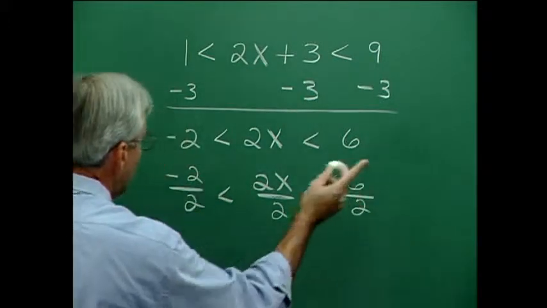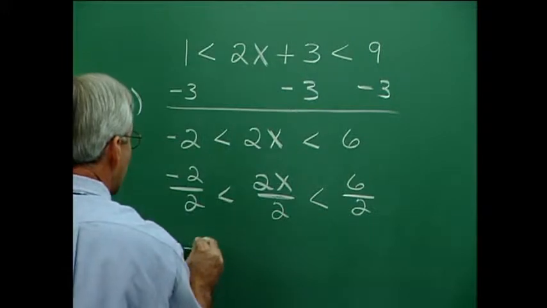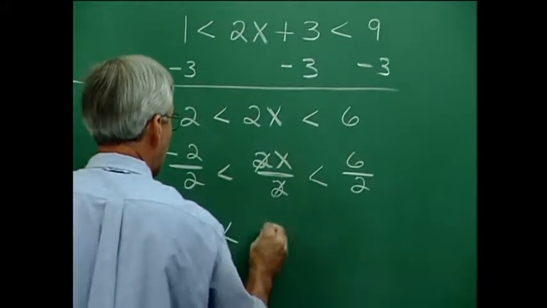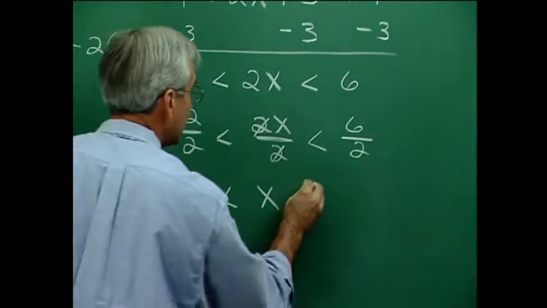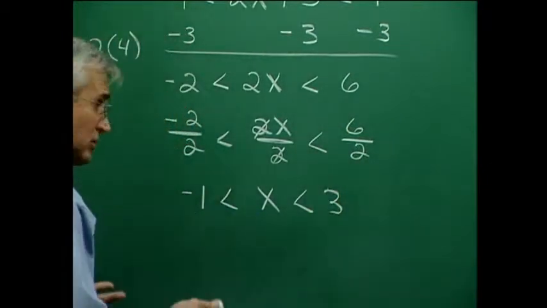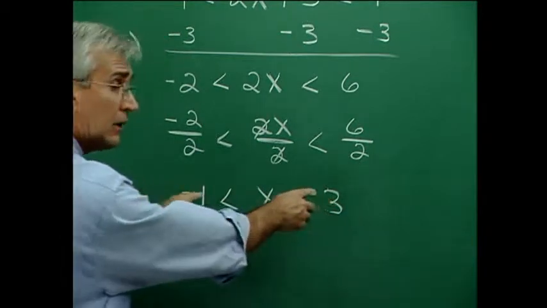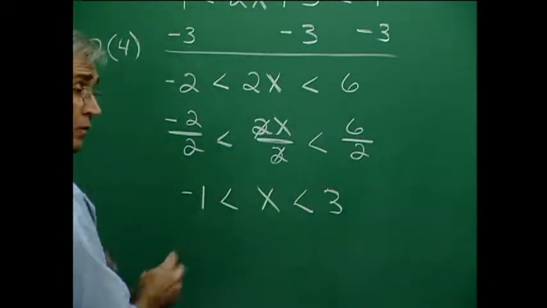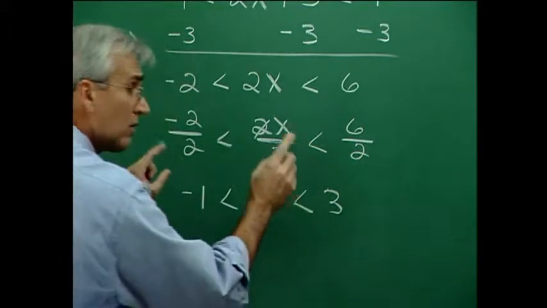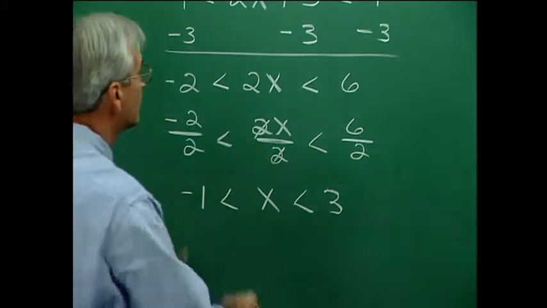Okay, we're not dividing by a negative here, so no sense change. -2 divided by 2 is -1, and the 2's go out here, isolating the x as expected, and on the right, 6 divided by 2 is 3. So x then is between -1 and 3, not including either of those endpoints. And once again, we could construct a graph here, or we could use interval notation to illustrate this solution set.